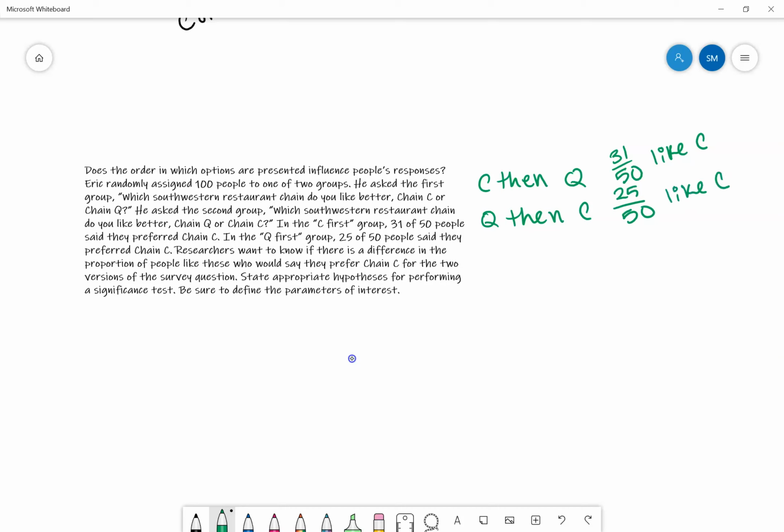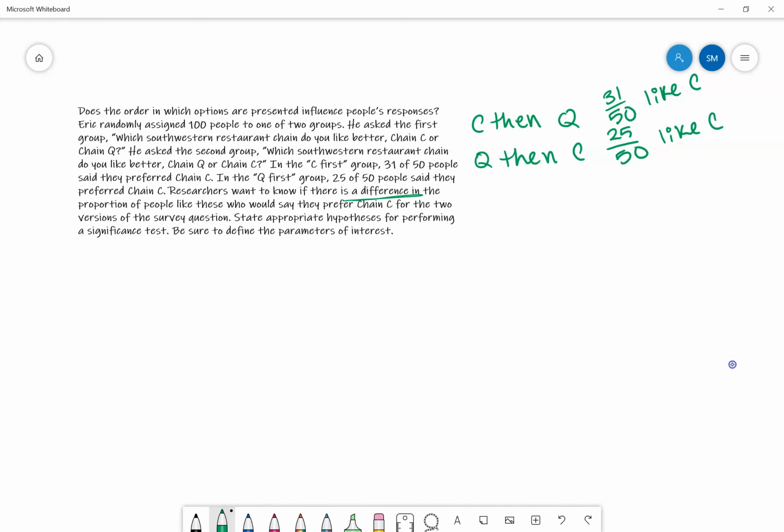So we can kind of look right here. We can make a guess that if you say C first, that might influence people to choose that option. But it could also just be that chain C is better. We don't know if there's a significant difference to actually check this out. So researchers want to know if there's a difference in the proportion of people like these who would say they prefer chain C for the two versions of the survey question. State the appropriate hypothesis for performing a significance test, and be sure to define the parameters of interest.